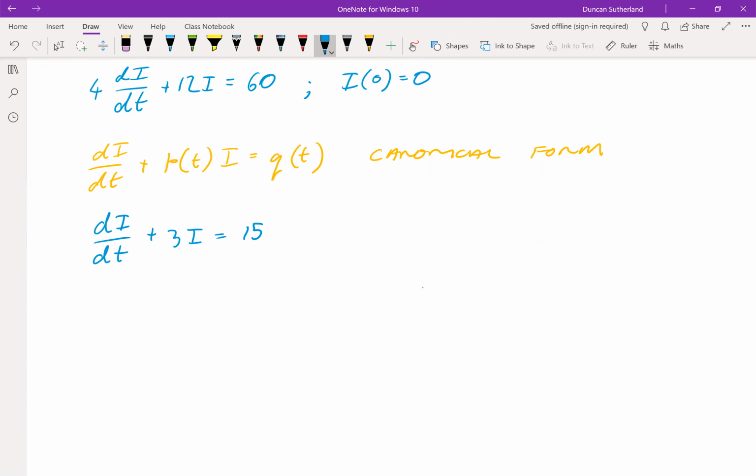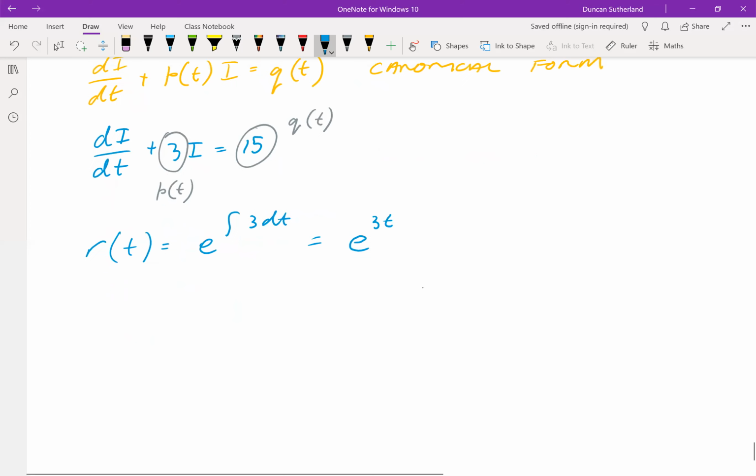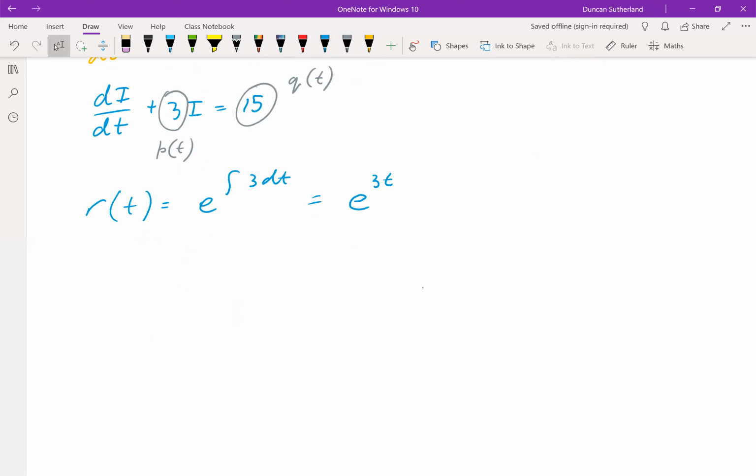canonical form, and we can associate 3, a constant function of time, and 15, also a constant function of time, with P and Q. That means we can calculate the integrating factor, e to the integral of 3 dt. Now remember, we don't need a constant of integration here. That's our integrating factor. Multiply throughout by our integrating factor.